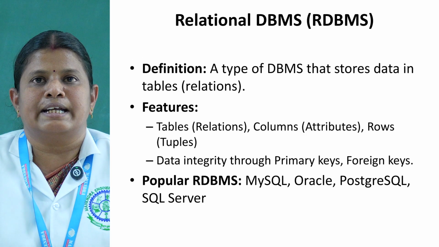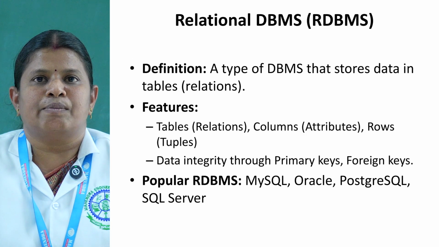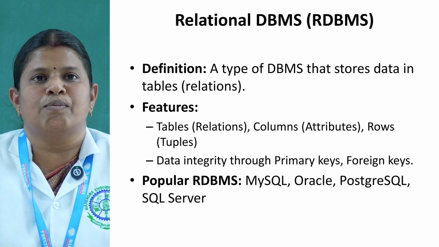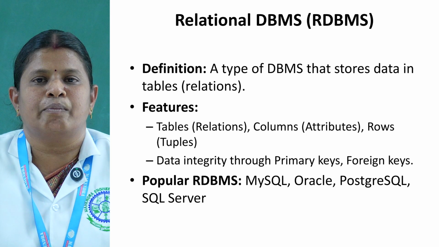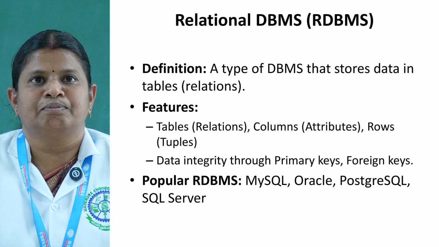In the relational database management system, data are stored in table format, that is rows and columns. Tables are represented as relations, columns are represented as attributes, and rows are represented as tuples. In this, primary keys and foreign keys are mainly used in the tables. Popular DBMS tools are MySQL, Oracle, etc.